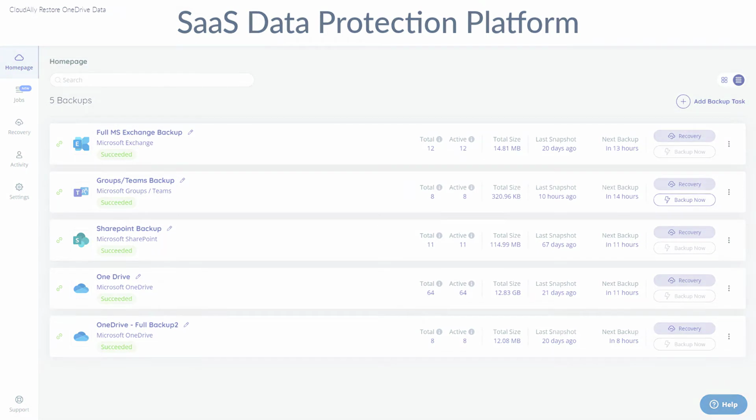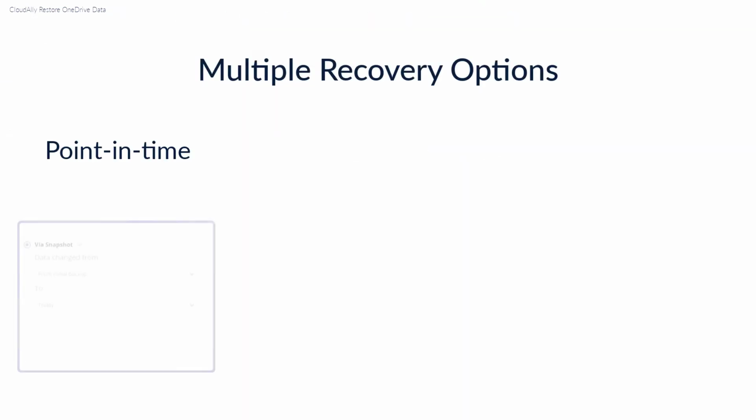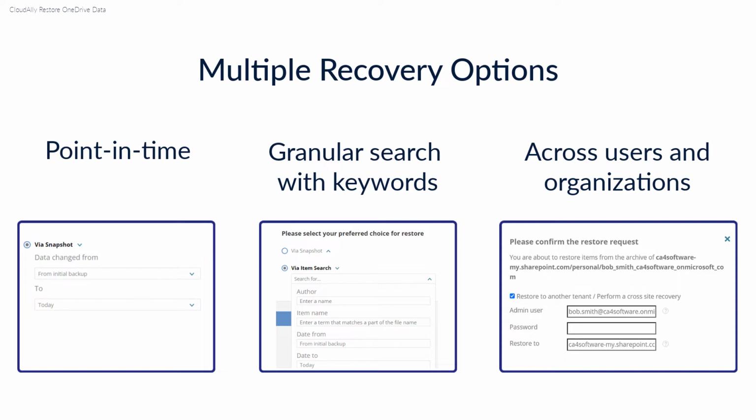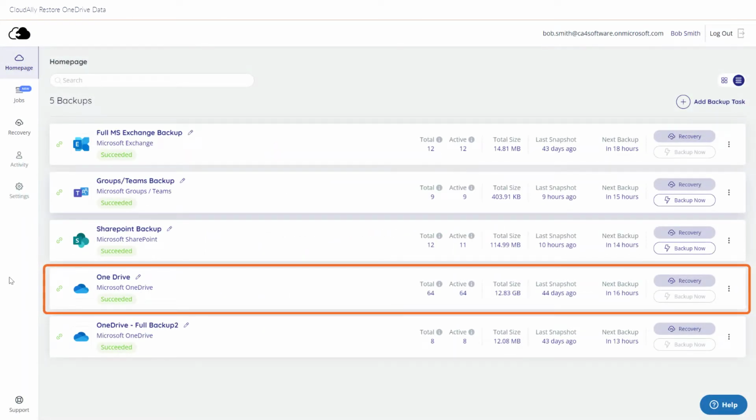Cloud Ally Backup offers multiple recovery options, including point-in-time and using granular search with keywords. You can also recover across users and organizations. You do need an activated backup with Cloud Ally to be able to recover your data.